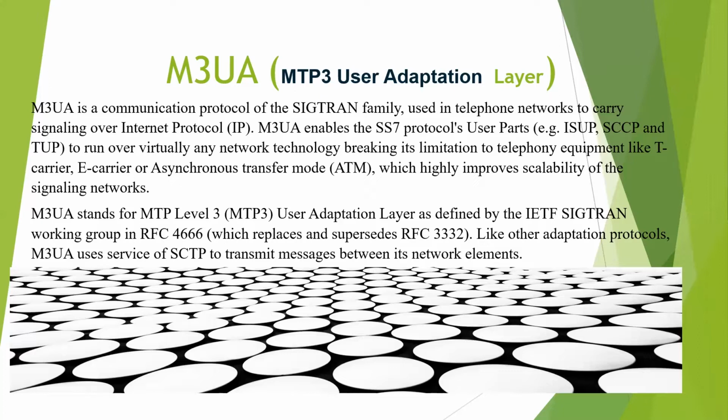Basically, this is a SIGTRAN family, and it's used in telephone networks to carry signaling over IP network. It also enables SS7 protocols to run over virtually any network technology, breaking the limitations of telephone equipment like the T carrier, E carrier, or the synchronous transfer mode. This comes with improved scalability of the signaling networks.